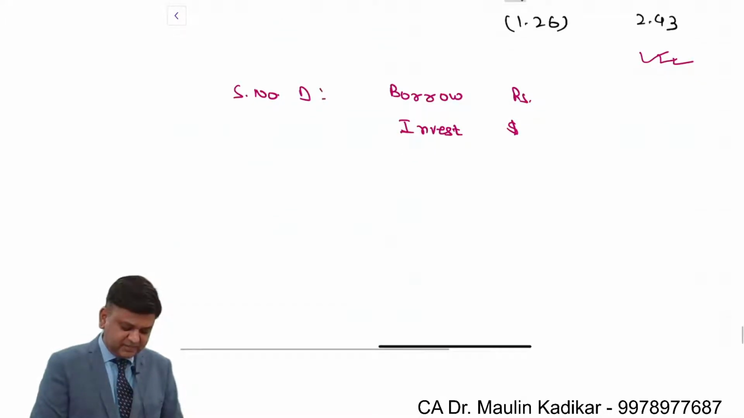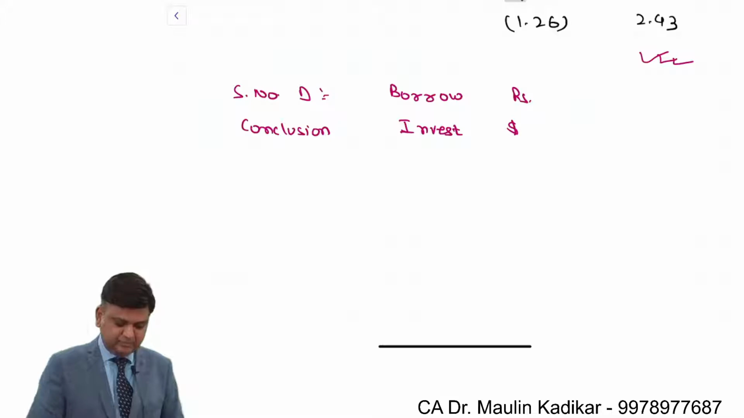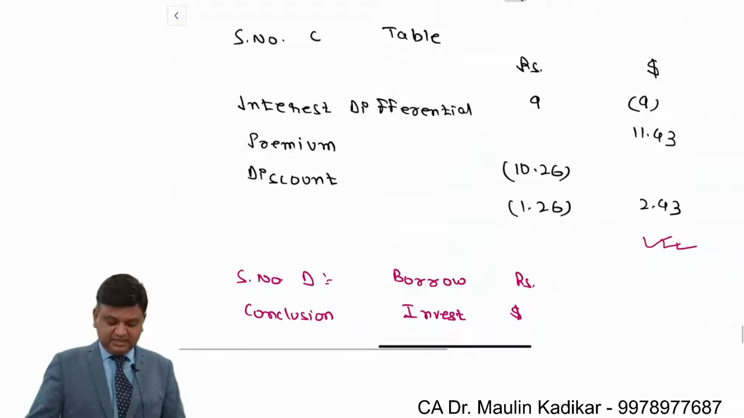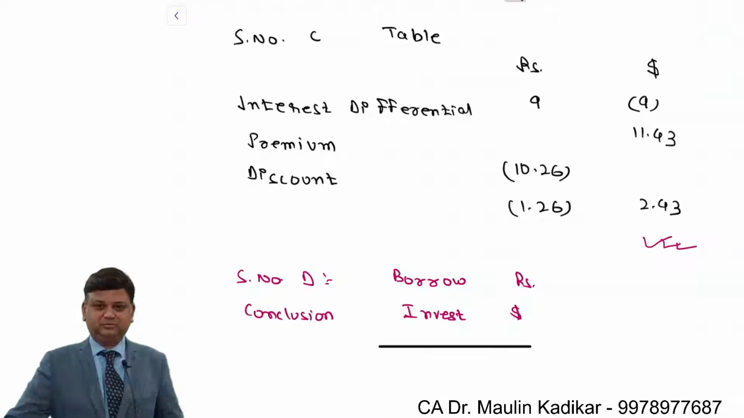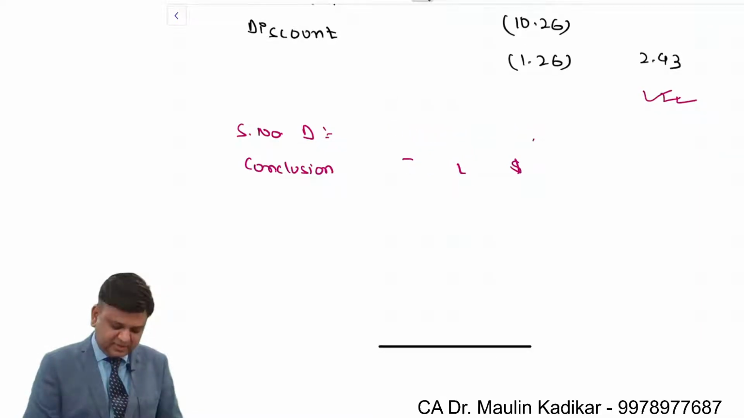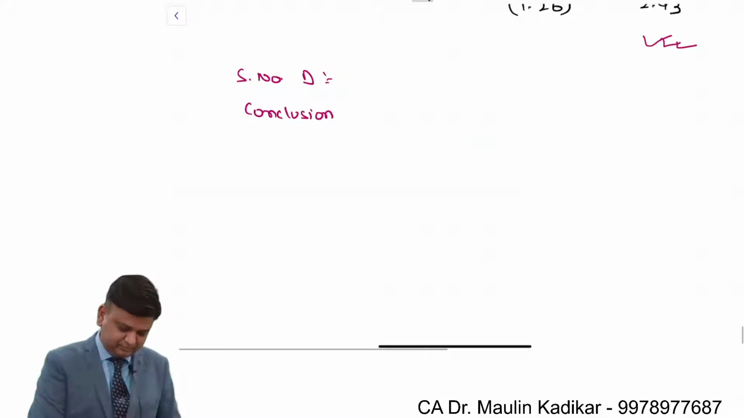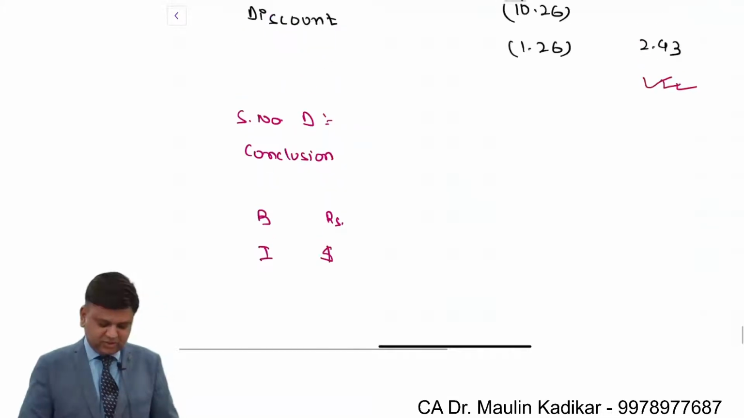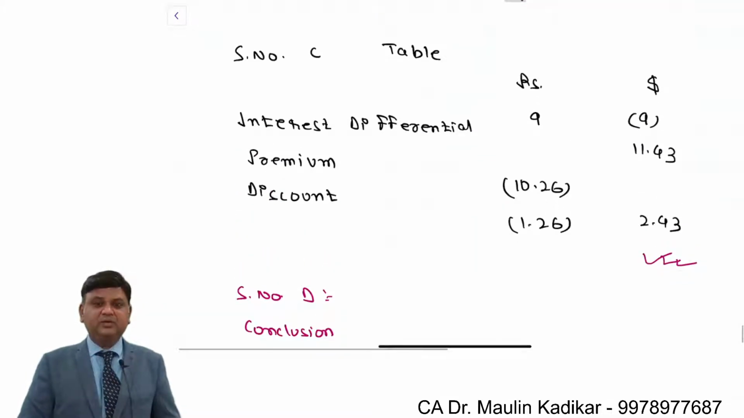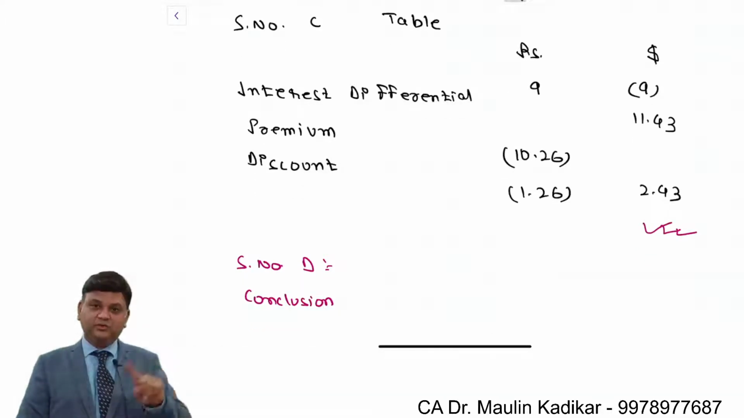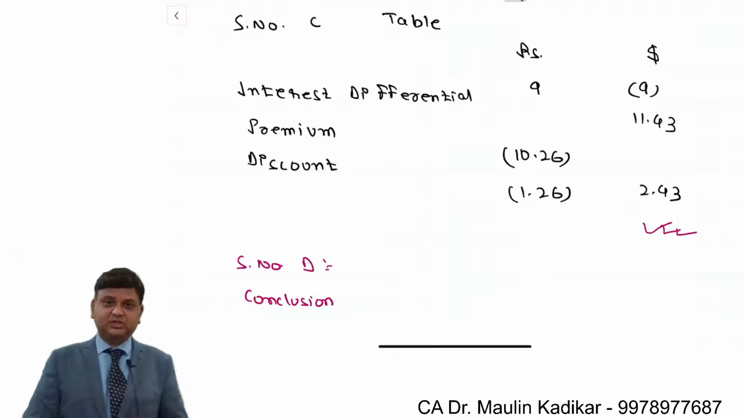So step D is a step in which you draw a conclusion. Please write down tables, step C table, and then step D is conclusion. So step D conclusion I am writing once again. It is borrow rupees and invest in dollar. By doing that, you will be able to make a profit. That is arbitrage. And if you do reverse, then in that case you will have a loss.